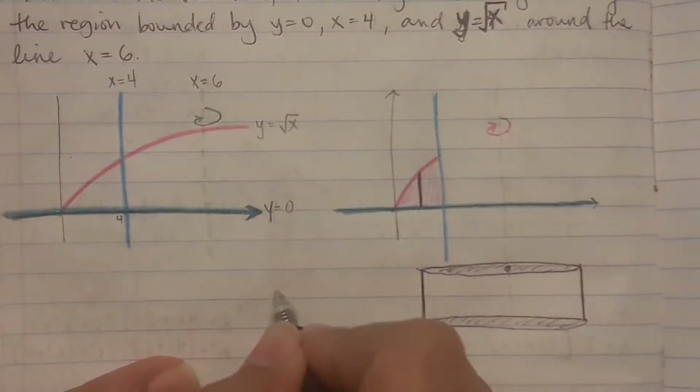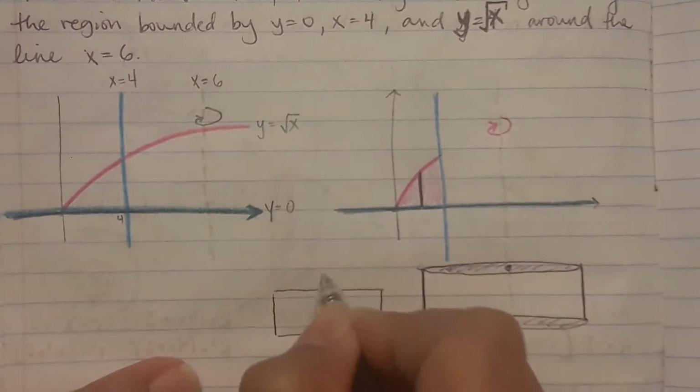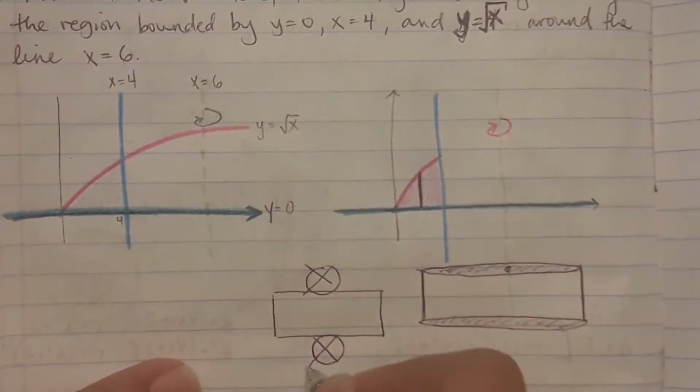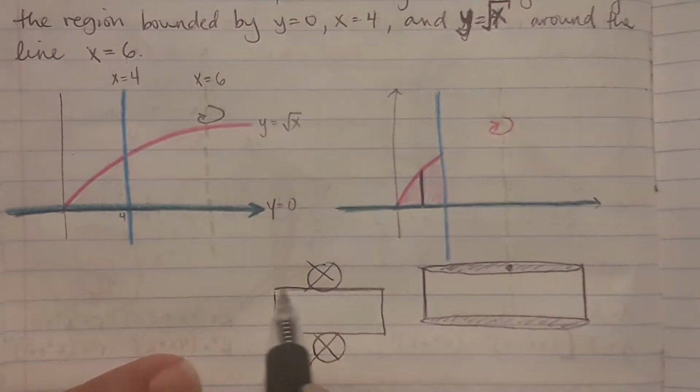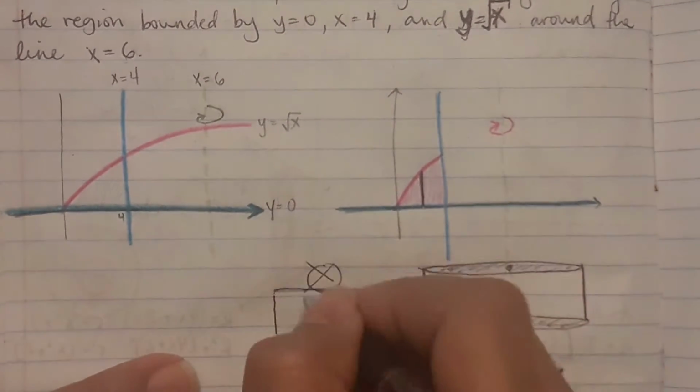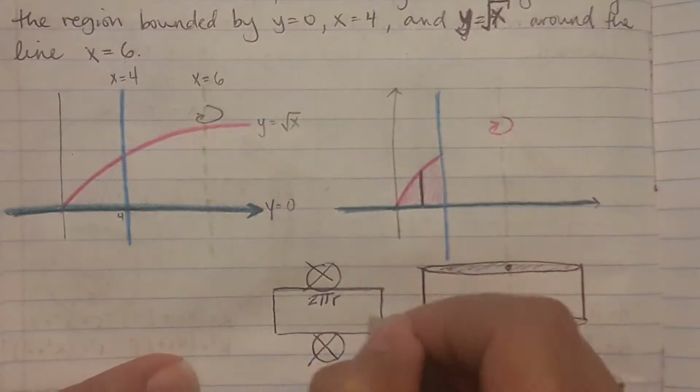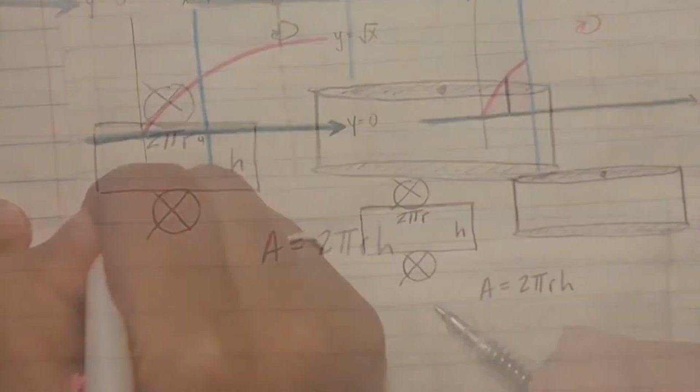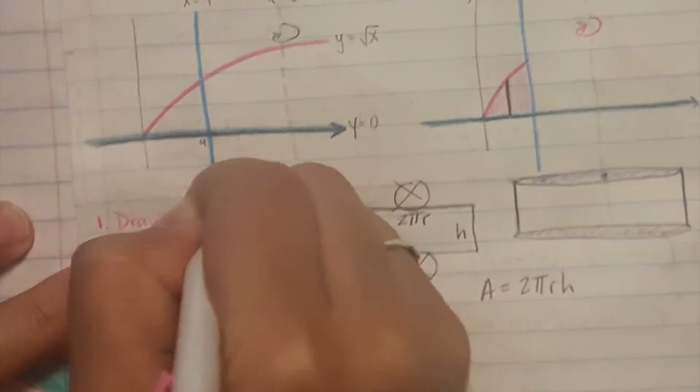Now, very important to notice that it's hollow. It doesn't have circles. So what's the area of a cylinder? This right here is a circumference. And what's circumference? 2 pi r. And this is the height. So to find the area of the shape, it's going to be 2 pi r times height, because you don't include the circles because it's hollow.